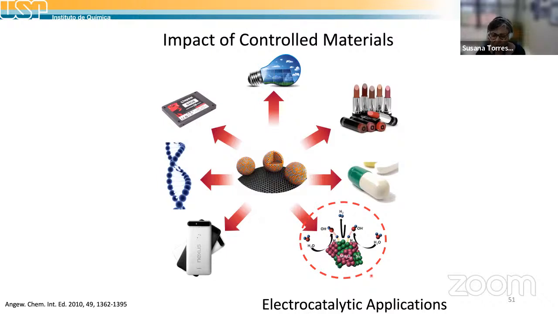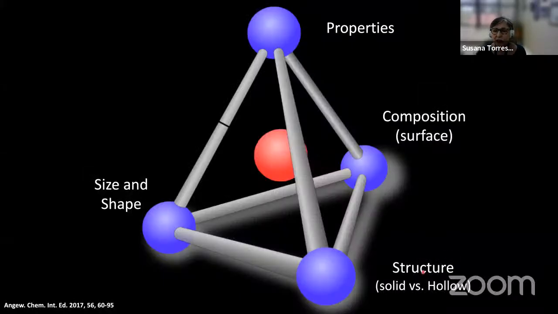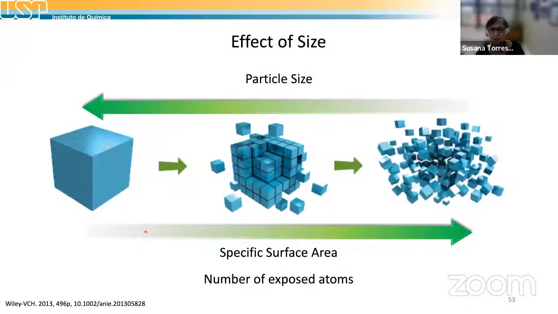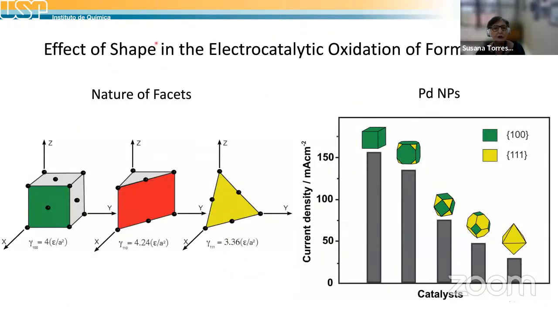And also, what happens now with the impact of controlled materials for electrocatalytic applications. When we speak about controlled materials, we speak not only of changing the properties or the composition or the structure or the size and shape, but in a way that must be controlled. And for this, we need to control the synthesis of this material. So we have the effect of size, which is obvious. When we change the size, we increase the specific surface area, we expose more atoms, so we are going to have more exposed sites. But also, if we are able to control the shape of the catalytic materials, we have important electrocatalytic effects.